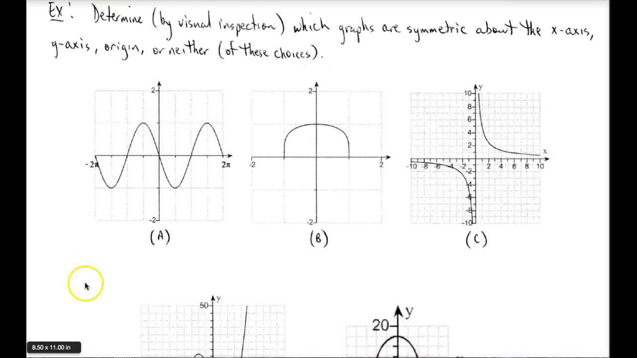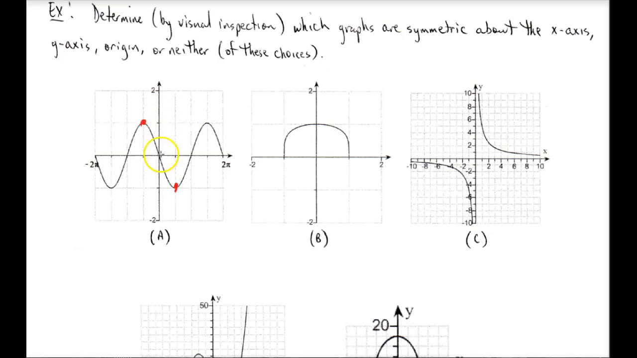And so to be able to test whether it's going to be symmetric about the x-axis, y-axis, or the origin, or neither, we can take a couple of points. So here, let's take this point and this point, and let's see how they're related.